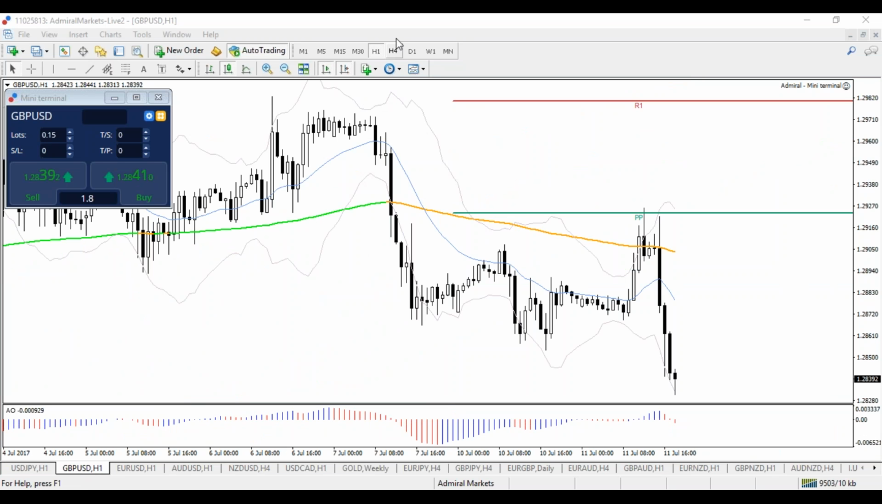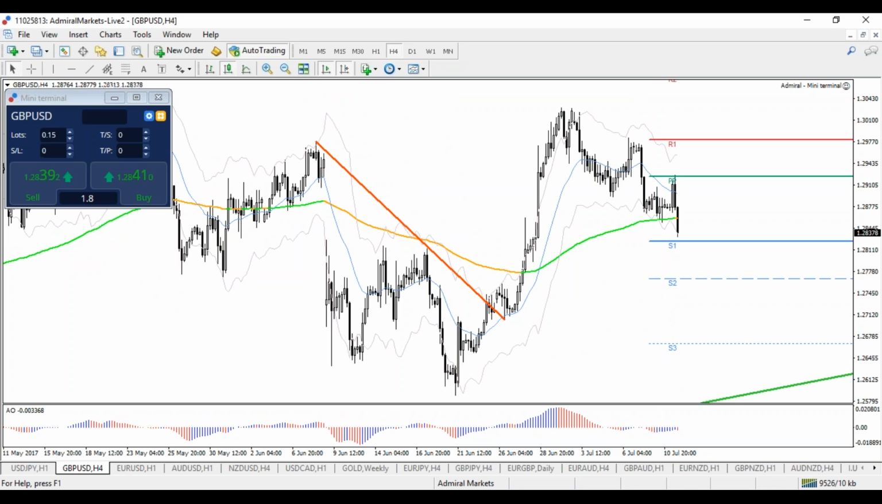There we go. Well, it is behaving in a different way than I would expect. So it is going against my analysis. I did not trade the pound USD.